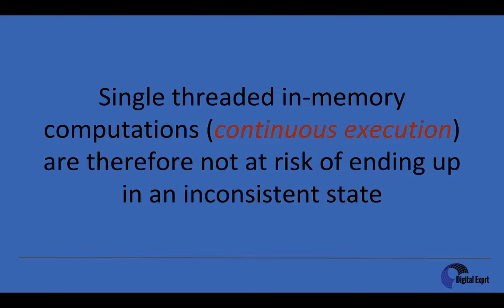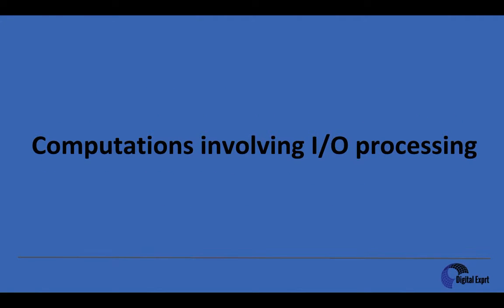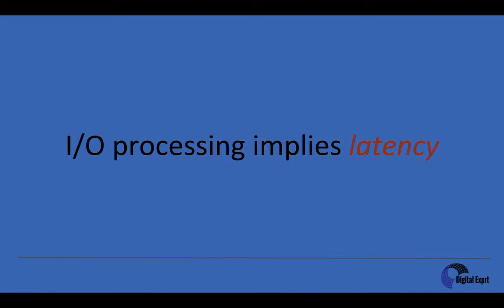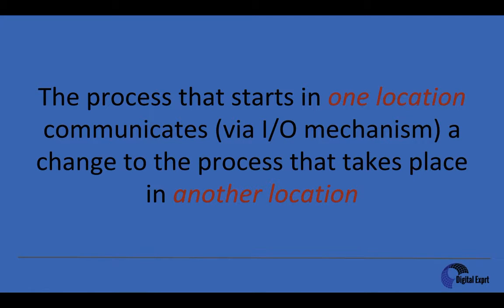Now, if we turn our attention from these single-location computations to computations that involve input-output processing, where there is an I/O boundary, we can't avoid the fact that I/O processing implies latency, implies some gap in time. So the process starts in one location and then has to communicate, via the I/O mechanism of sorts, some change to the process that is taking place in another location. So now we're talking, in the simplest case, just two processes that need to communicate some change.